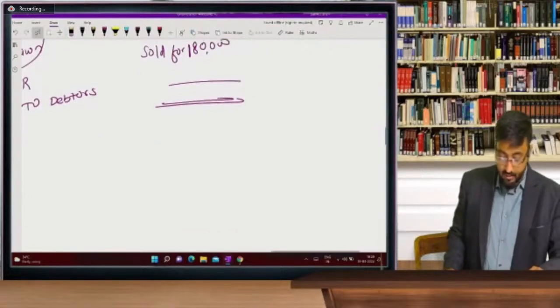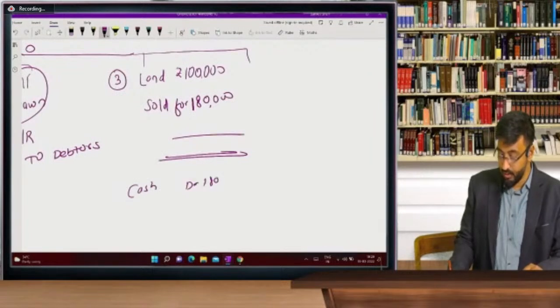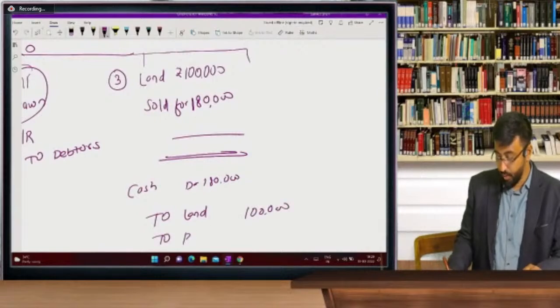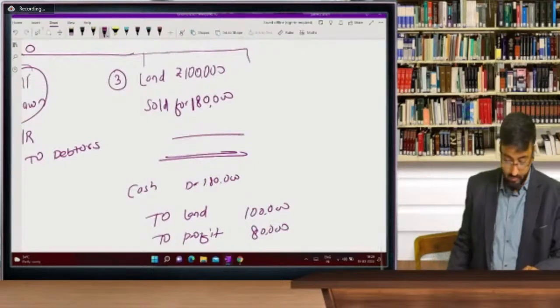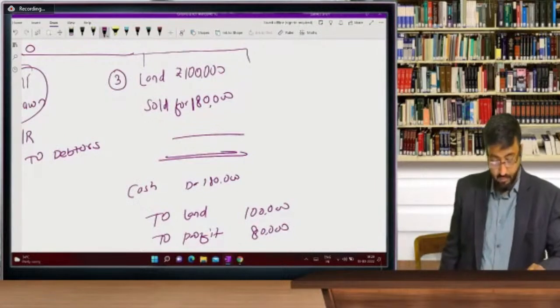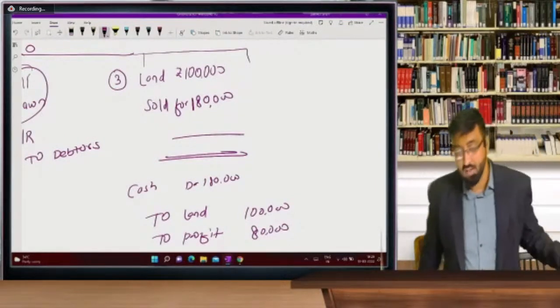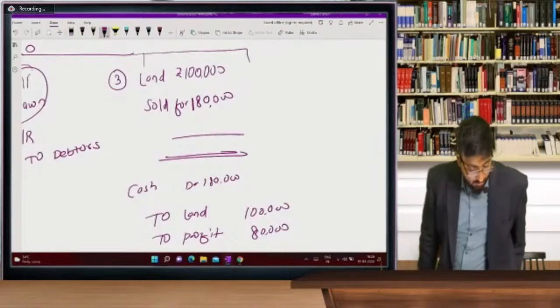The correct answer is cash account debit 1,80,000 to land 1 lakh and to profit 80,000. Profit is 80,000. Cash account debit 1,80,000 to land 1 lakh to profit 80,000.